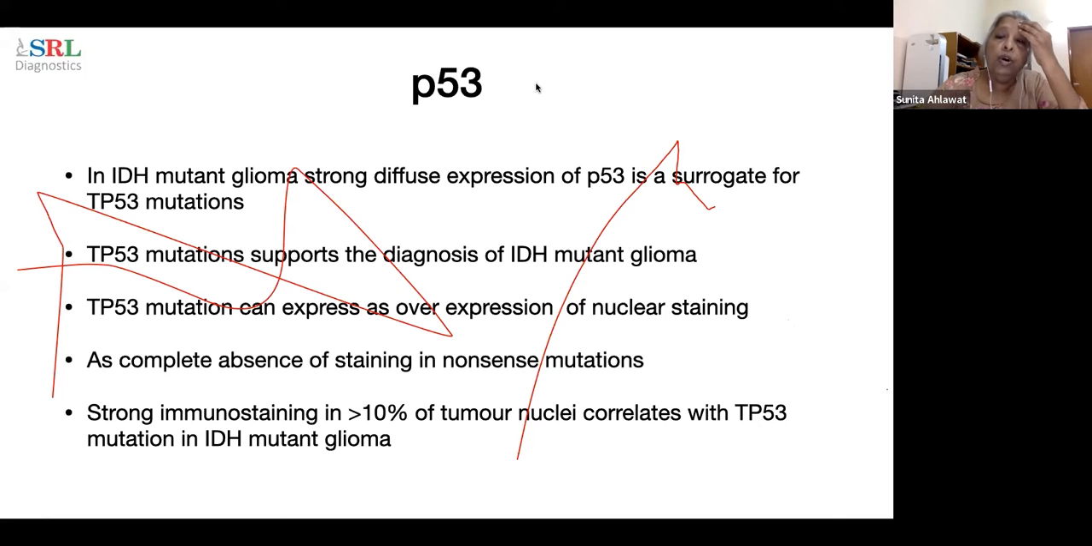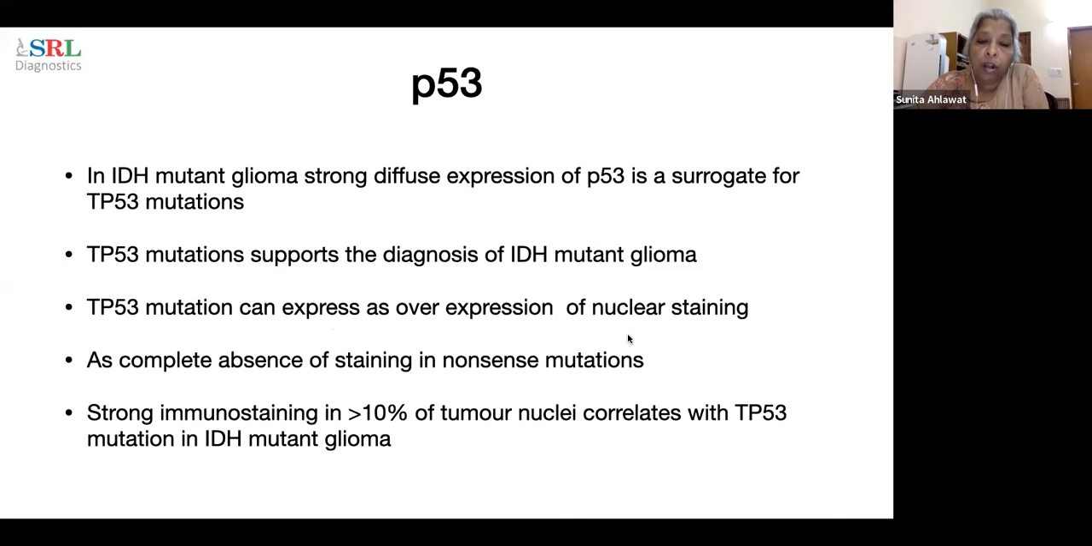So coming to P53, in IDH mutant glioma, strong diffuse expression of P53 is a surrogate for P53 mutations. The P53 mutation supports the diagnosis of IDH mutant glioma. This mutation can express as overexpression of nuclear staining or as a complete absence of staining in nonsense mutations. Strong immunostaining in more than 10% of tumor nuclei correlates with P53 mutation in IDH mutant glioma.